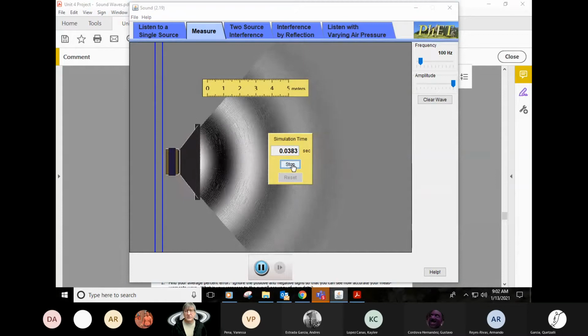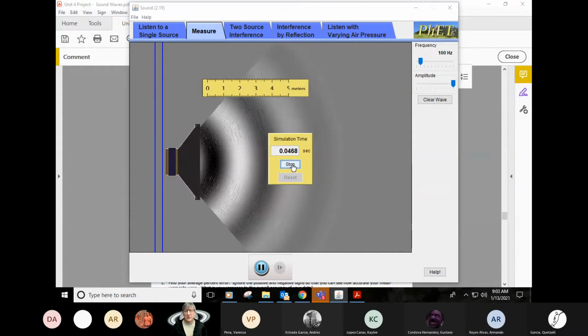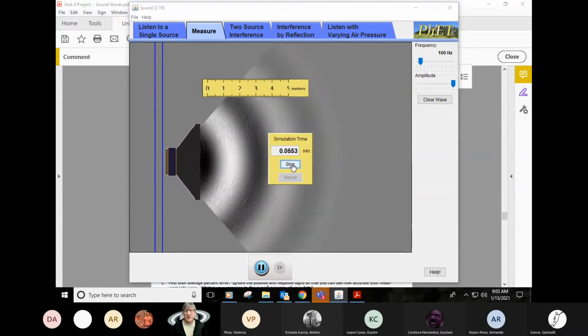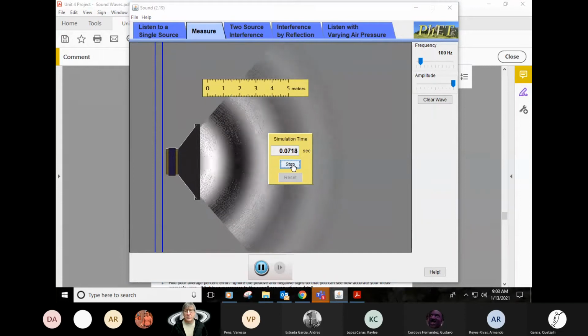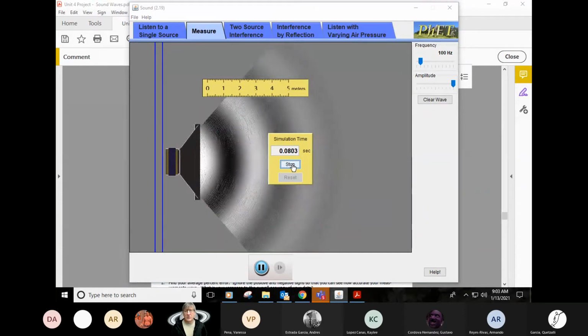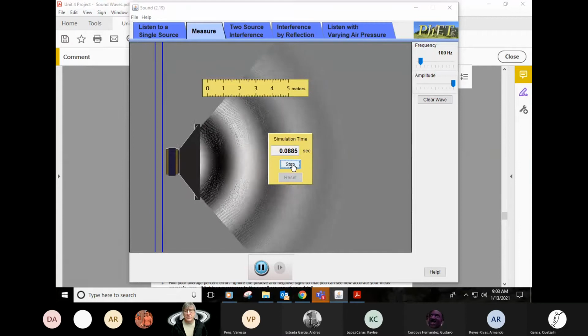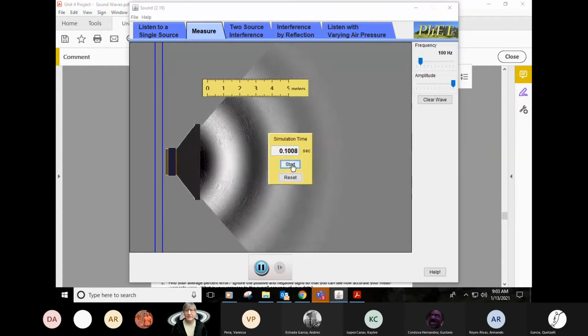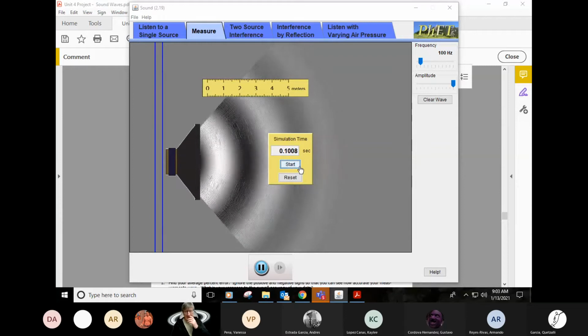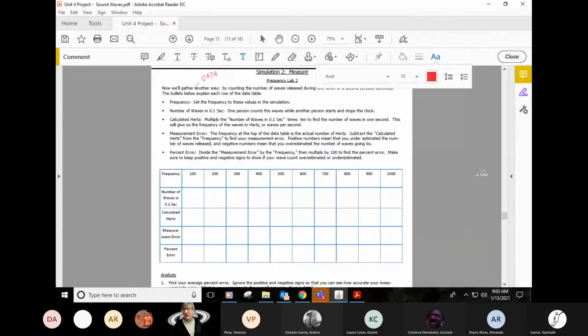Count those waves. We're halfway done. Keep counting. Almost there. Keep going. And stop. Okay. Now go back to the data table and enter how many you counted over here.